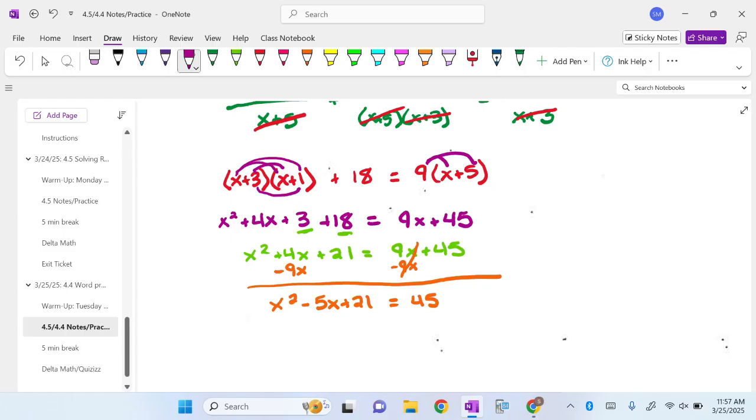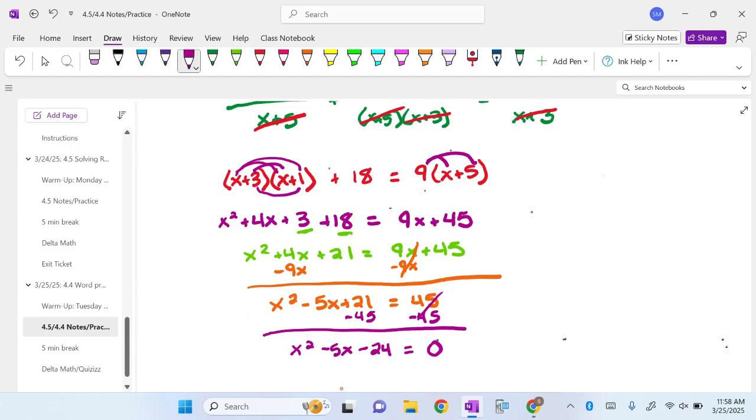Then I subtract the 45 over because I still need to get one side equal to 0. And I'm going to subtract the 21 because that's the like term. So that would then be x squared minus 5x minus 24 equals 0. Correct me if I'm wrong. Now, I can tell you right now, this one will factor.